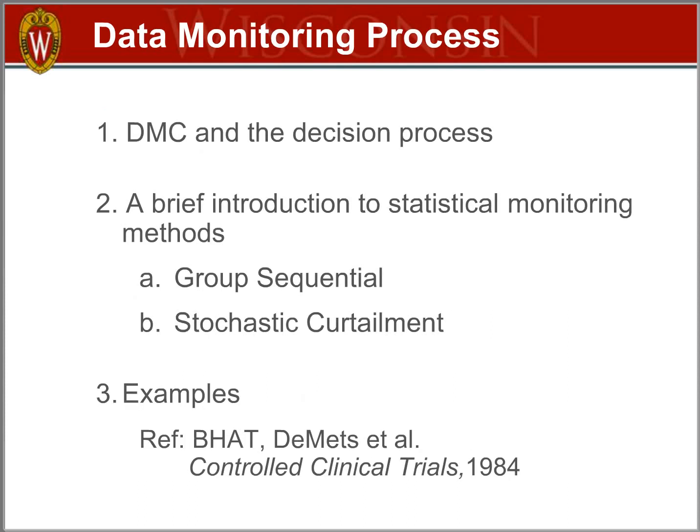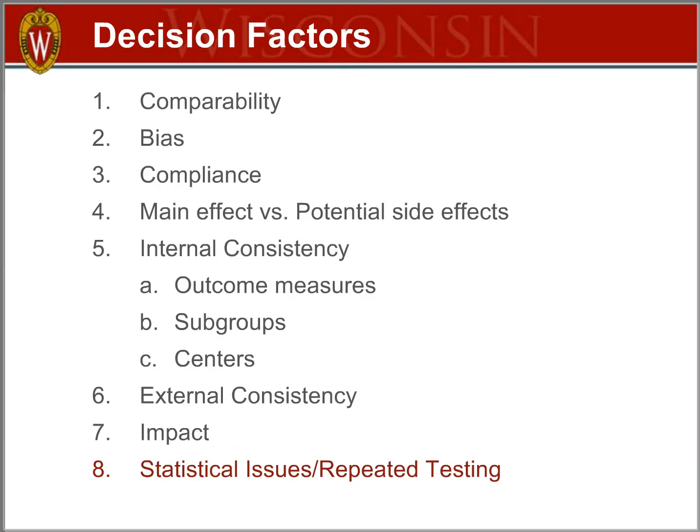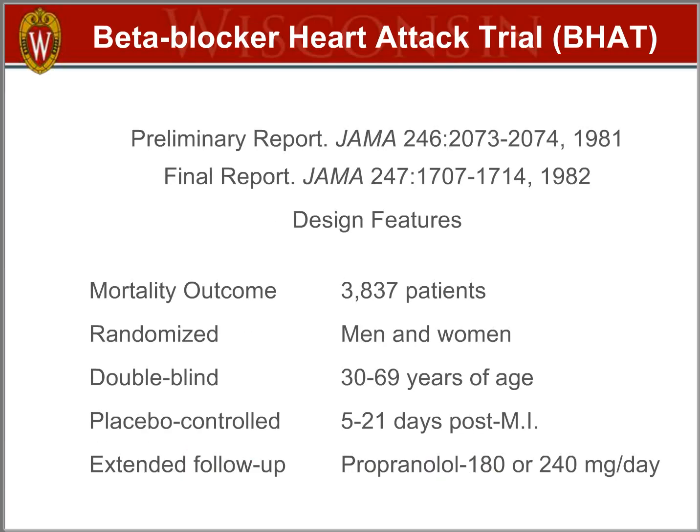Let's look a little more carefully at the data monitoring process and the statistical issues that go along with it. I've given a reference, if you wish to read more detail, about one particular trial, the Beta-Blocker Heart Attack Trial, published in 1984. As I've indicated, there are many decision factors, and I want to focus now on the statistical issues, in particular the ones of repeatedly testing data. The Beta-Blocker Heart Attack Trial, in brief, was conducted in post-heart attack patients. Mortality was the outcome. It was randomized, double-blind, placebo-controlled, with an extended follow-up.